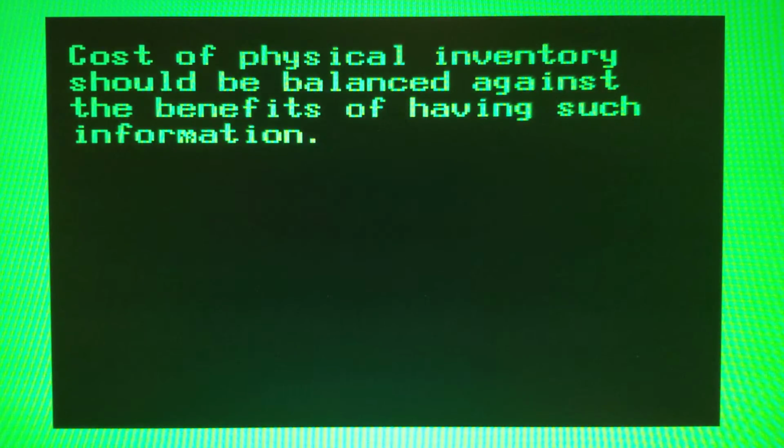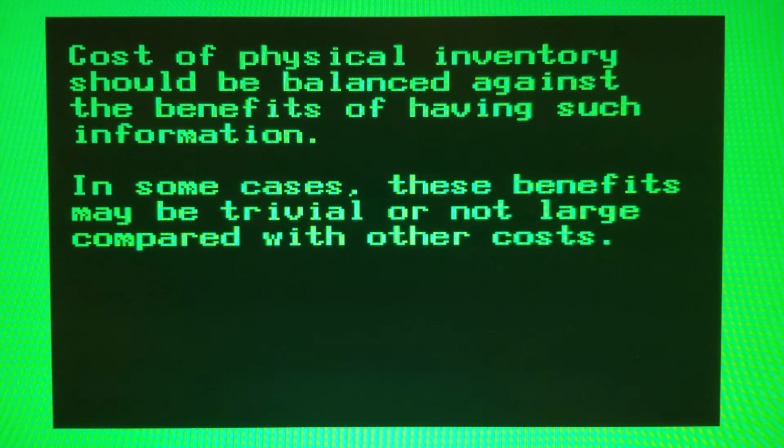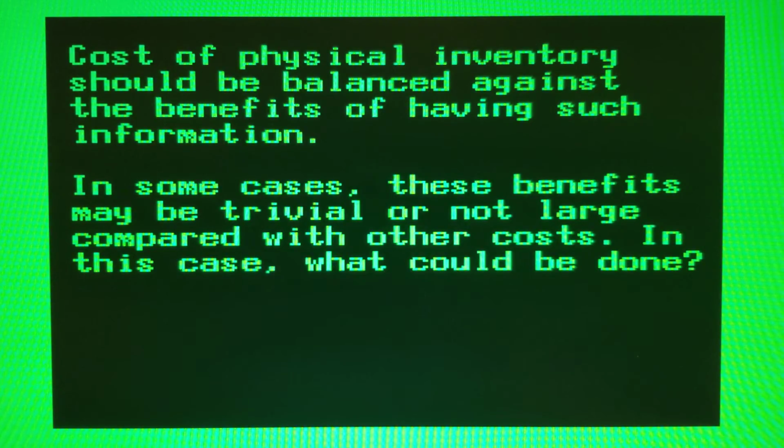The cost of taking physical inventory of office supplies, accounting for inventory, and accounting for prepaid expenses should be balanced against the benefits of having such information. In some cases, the benefits may be trivial, since the costs are evenly distributed among accounting periods, or are not large compared with other costs. In this case, what could be done?